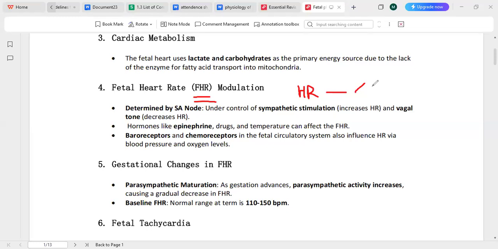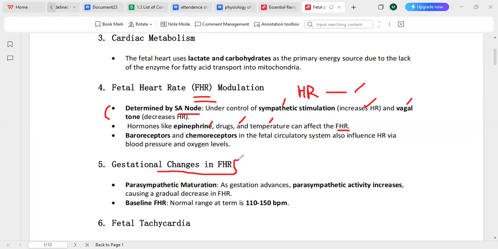So the heart rate is determined by the SA node under control of both sympathetic and vagal tone. Sympathetic stimulation increases the heart rate of the fetus and vagal tone decreases it, so they keep a balance. Epinephrine, some drugs, and the temperature of the mother can affect the fetal heart rate. There is a role of baroreceptors and chemoreceptors in the fetal circulatory system. It also influences heart rate via blood pressure and oxygen levels.